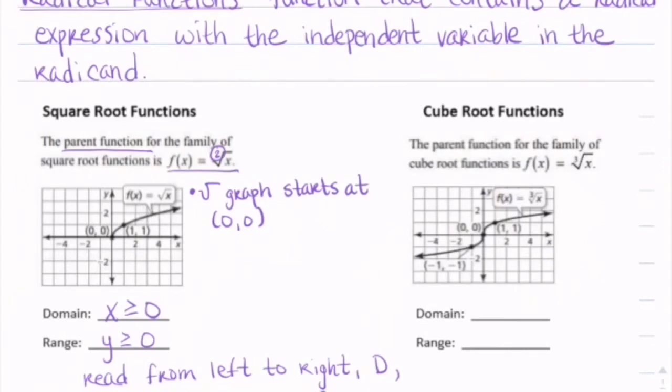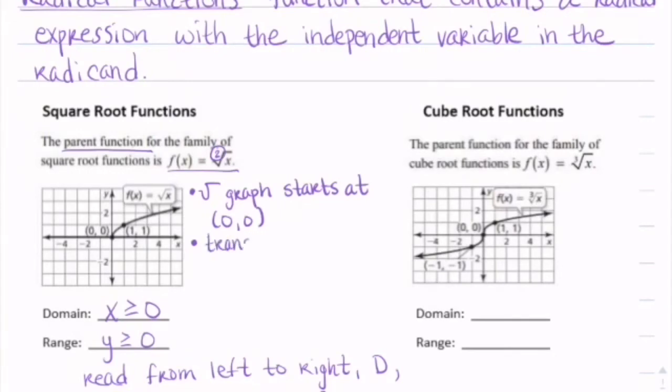Now, our square root function can be transformed, and when it's transformed, if the whole function gets moved up or down or left or right from a transformation, then that can change our domain and range because it's moved our starting point. So let's just kind of summarize that.